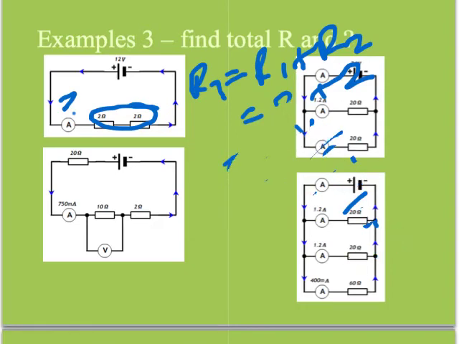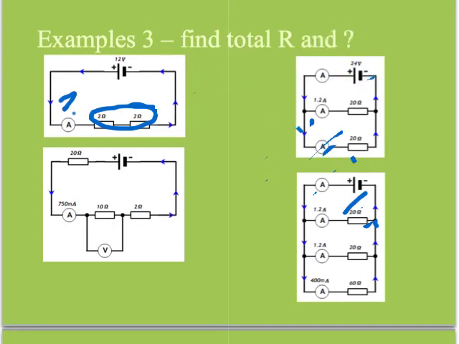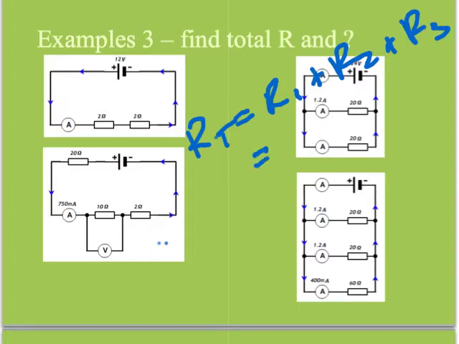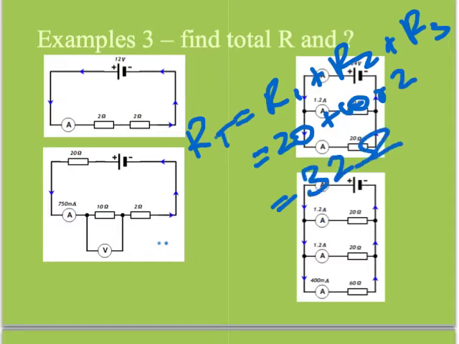Now, let's get rid of all that. Looking at the next one, 3 in series, this one here we're looking at. Okay, so we've got 3 in series, so resistance total will equal R1 plus R2 plus R3. So that will be equal to 20 plus 10 plus 2, so that equals 32 ohms.